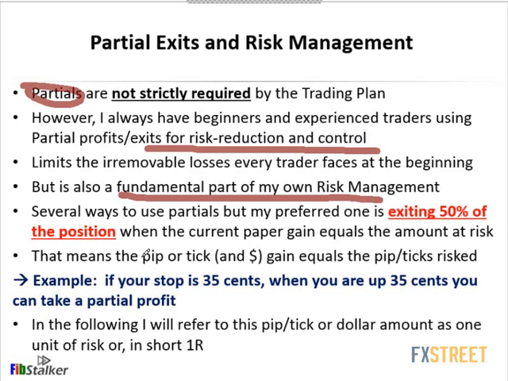In fact, there are several ways of using partials, but there is one I prefer, which is exiting 50% of the position when my current paper gain equals the amount at risk. Some people might not like this. They say, but if I exit 50% of the position and then the price moves much higher, then I lose on gains. Who cares?